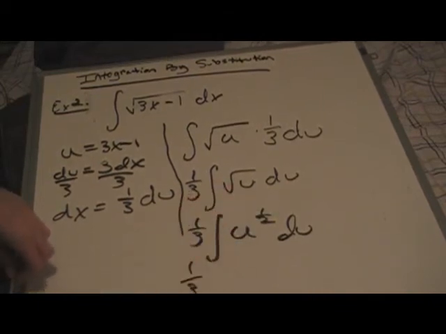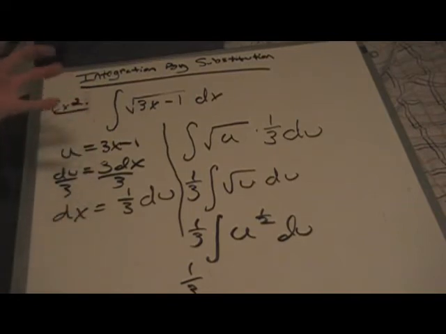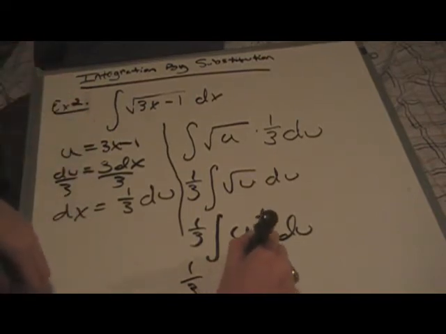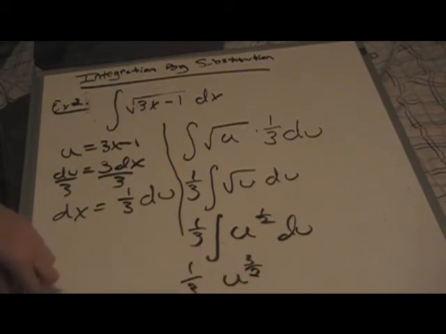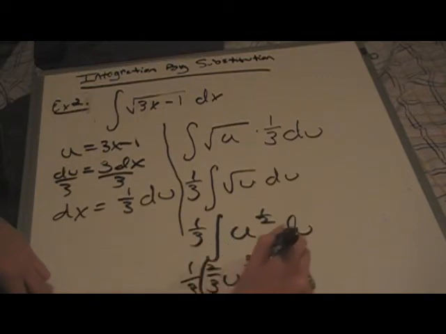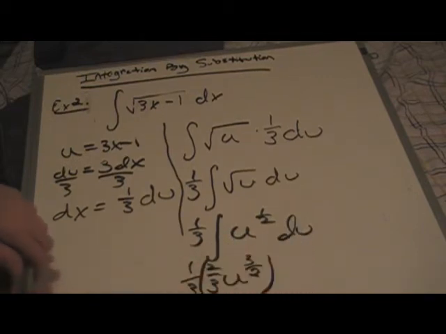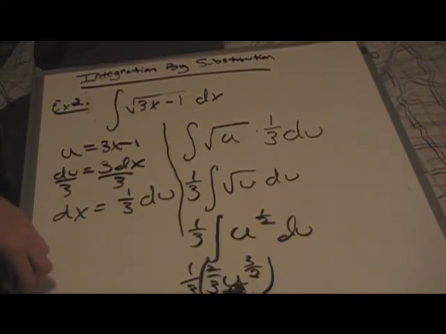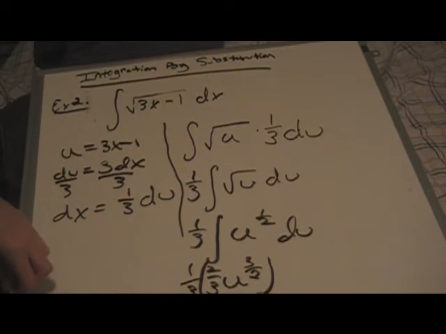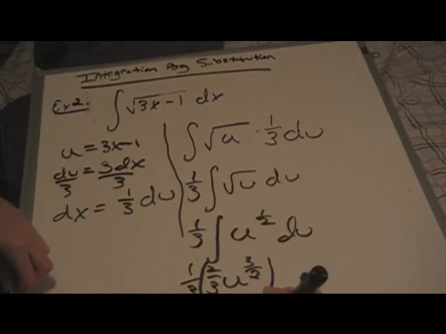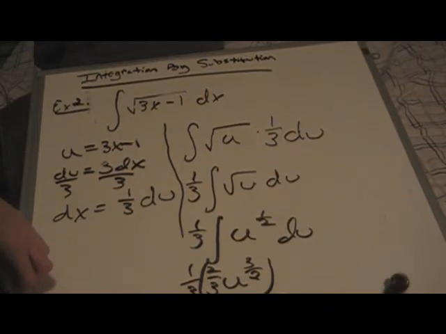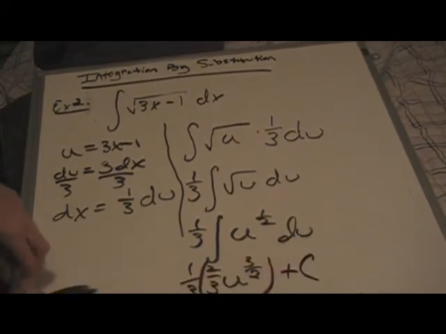Let's add 1 to the power. So 1/2 plus 2/2 is 3/2. And then we have to divide by 3/2, or I like to just multiply by 2/3. Now that we have this, we can plug in our u, which we already figured out back at the beginning. 1/3 times 2/3, and then we plug in our u, 3x minus 1 to the 3/2. And don't forget plus c, and you can bring it down all the way if you want.